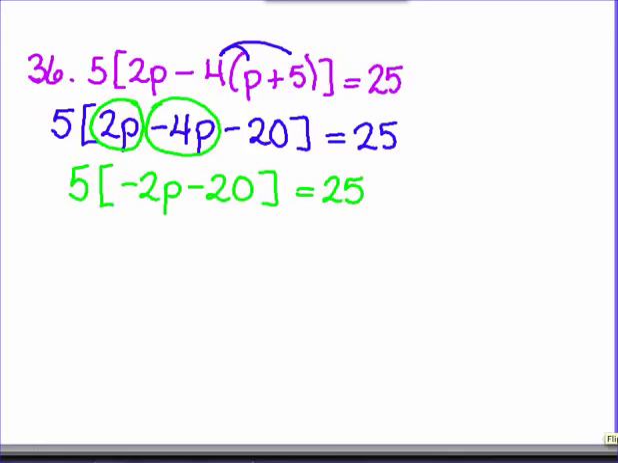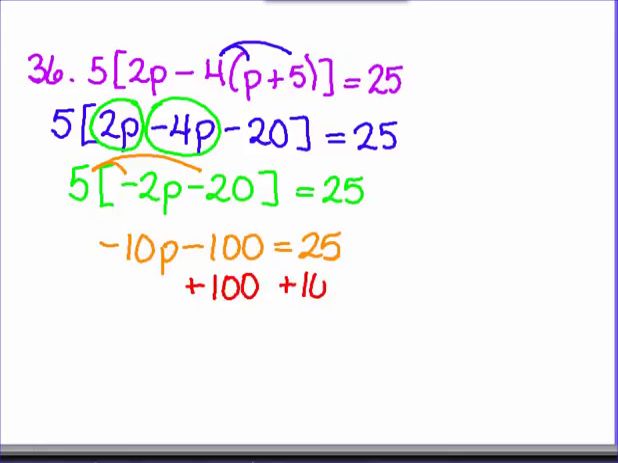All right, next step is now to do what with the 5? Distribute. So when you distribute the 5, what do you get? -10p minus 100. And that's going to equal 25. What do you do now? Add the 100. So I end up getting -10p equals 125.